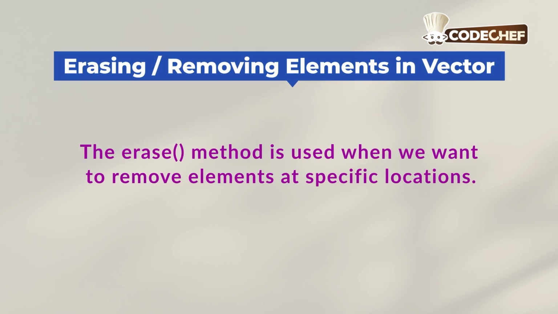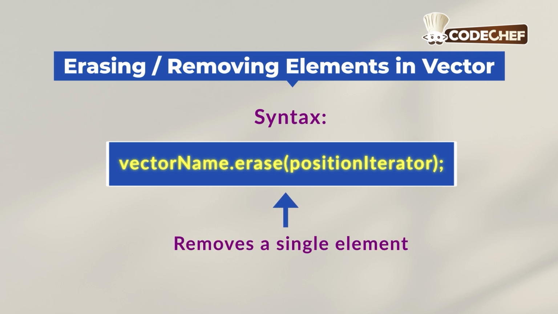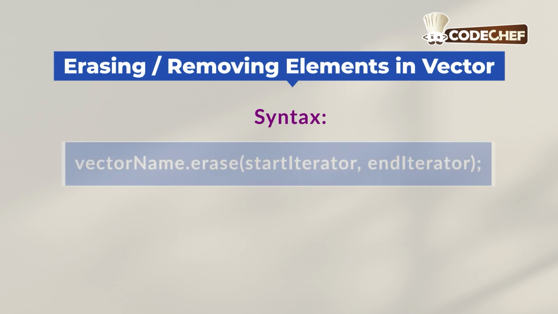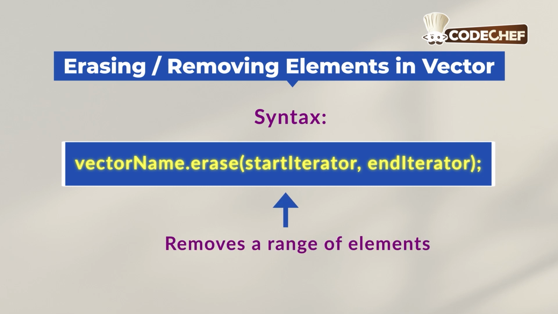The erase method is used when we want to remove elements at specific locations. Syntax is vector name dot erase, then inside brackets position iterator semicolon. So this syntax is used to remove a single element which is placed at index value position iterator. Then we have one more syntax to remove an entire range of elements, which is vector name dot erase. Then inside brackets we will write start iterator, that means from which index number we want to perform the erase operation, comma end iterator, that means till which index number we want to continue the operation, bracket close and semicolon.